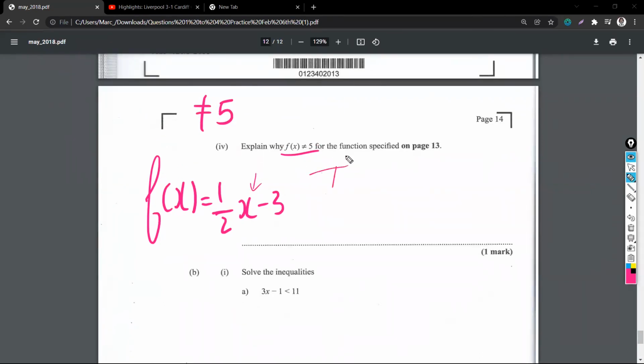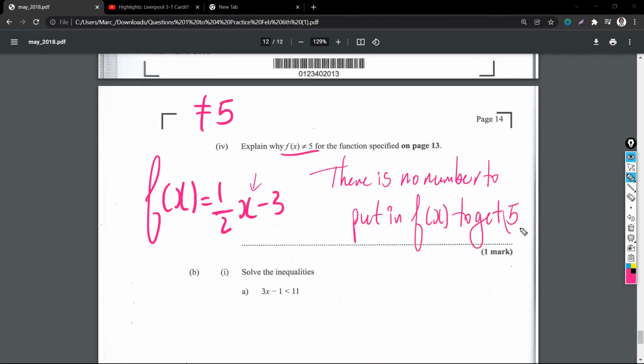So all you have to do for this part, guys, explain why it's not equal to 5. It said there is no number to put in f of x to get 5. And there really isn't. There's no number we can put in here and get 5. I don't see how could I get 5. Could we? 16. Yeah, we could. 16 divided by 2 will give me 8. 8 minus 3 will give me 5.